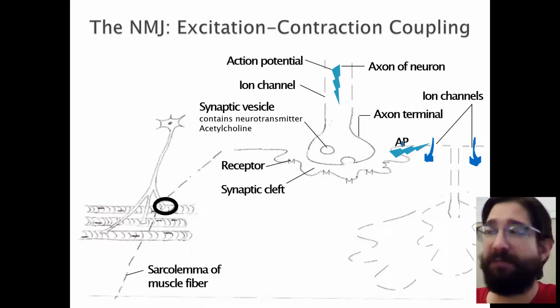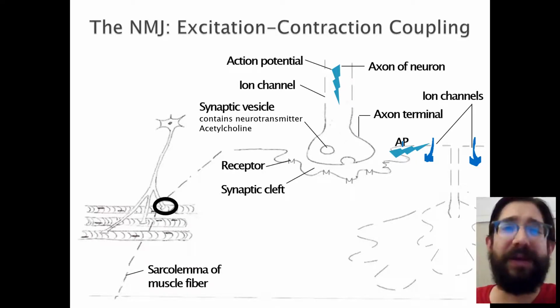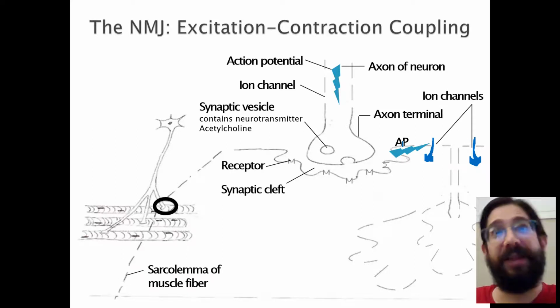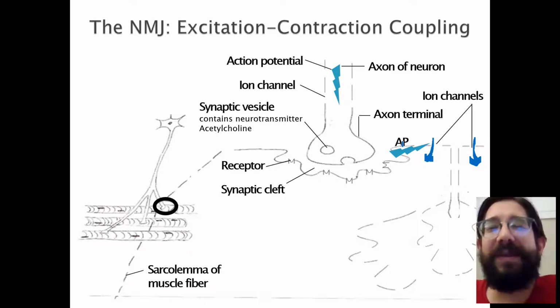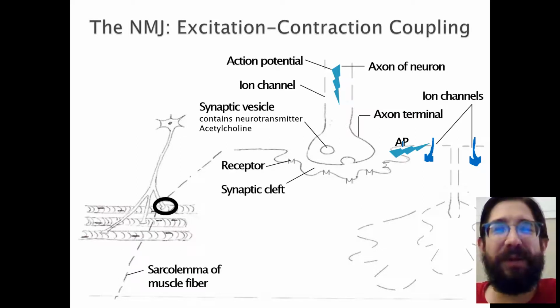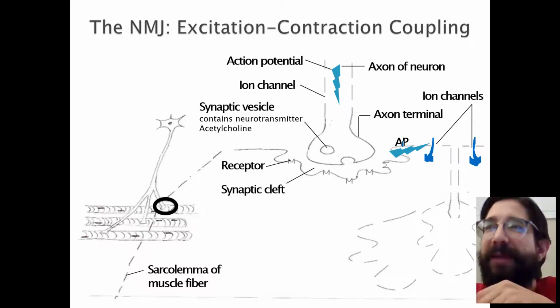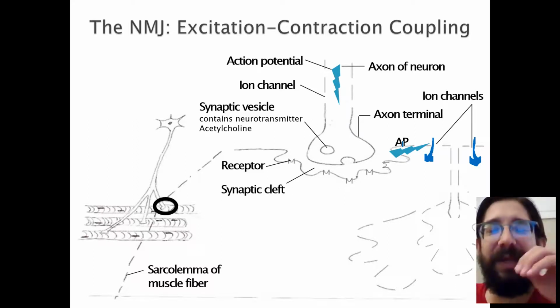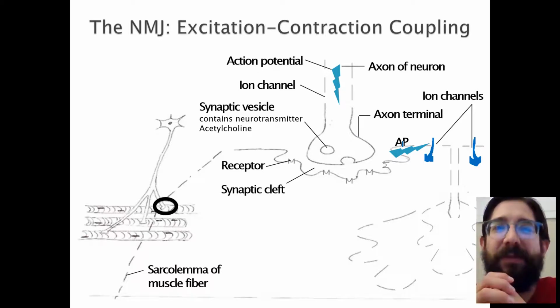So that's pretty good. We took an electrical signal, we turned it into a chemical signal, and we reinitiated that electrical signal on the other side of the synaptic cleft. But if we stop here, all we're doing is zapping the superficial portion of the cell. In other words, this signal right now is just traveling down the cell membrane. We need to get that signal deep into the skeletal muscle fiber.